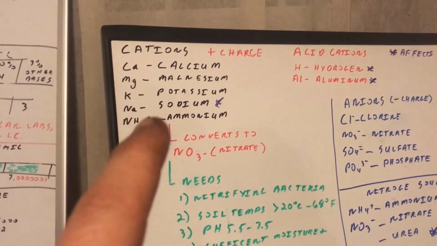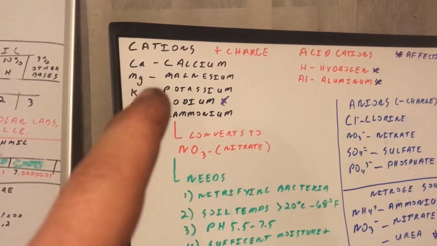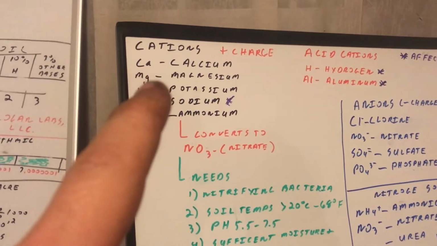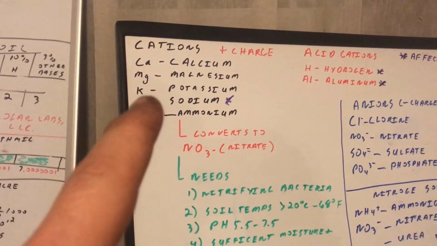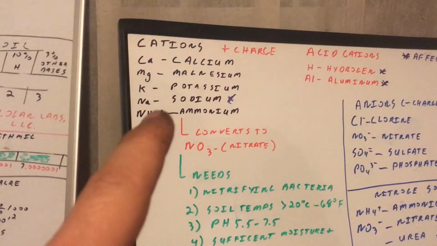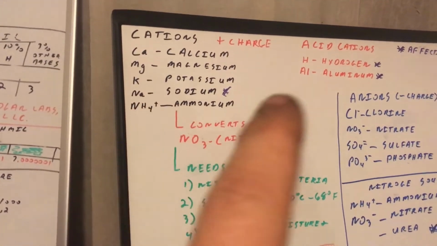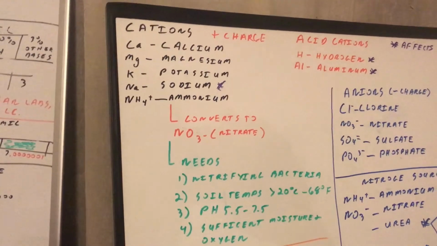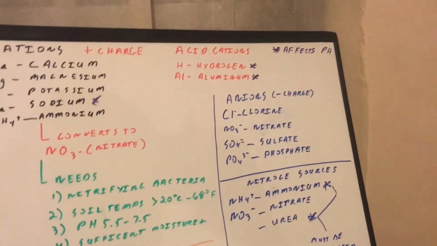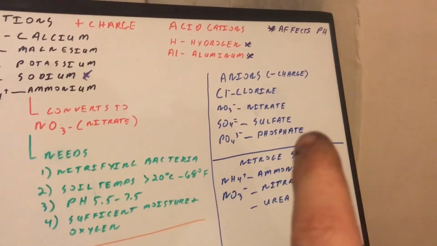So the cations, these guys here, need to be in balance. Again, 68% for calcium, 12% for magnesium, 5% for potassium, and 2% for sodium, and hydrogen should be 10% to obtain a perfectly balanced soil. We also have the negative charges.